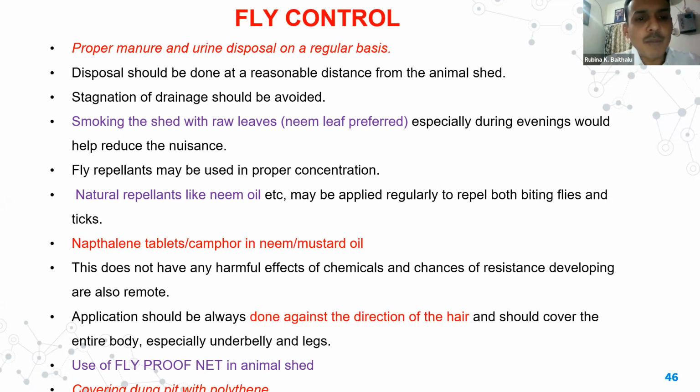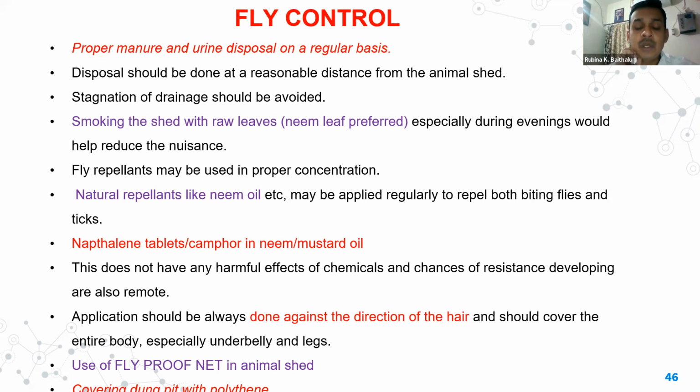You can even use natural fly repellents like neem oil and orange oil. That is also helpful for the control of biting flies and ticks. Naphthalene tablets, camphor in neem and mustard oils can also be used. Whenever you are using these different types of oil, they should always be applied against the direction of the hair.